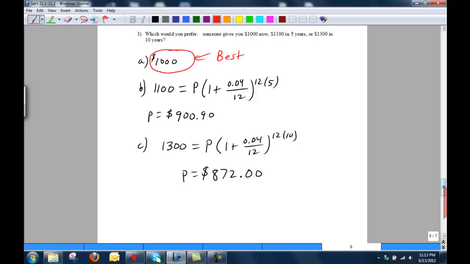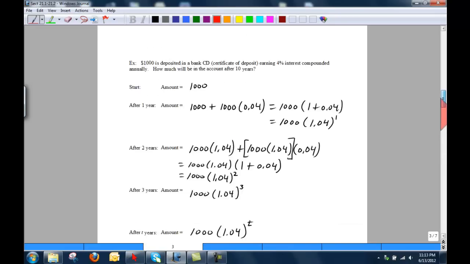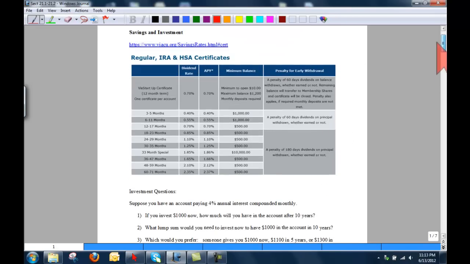Finally, let's get back to this annual percentage yield that I mentioned. That came from a certificate of deposit chart. You could also see this on loans. There's a rate and then an annual effective rate.